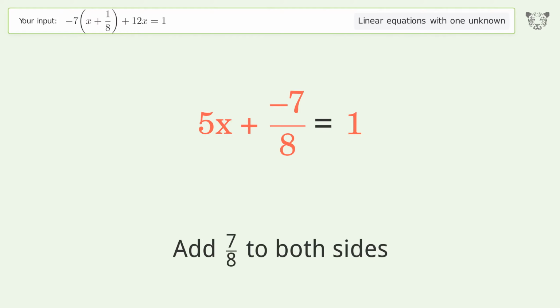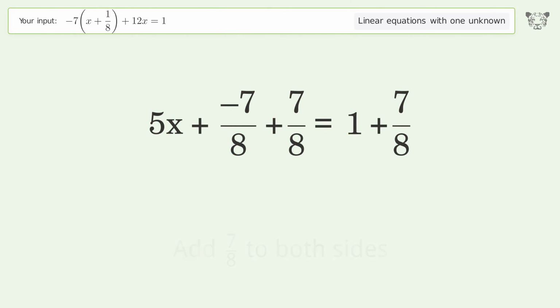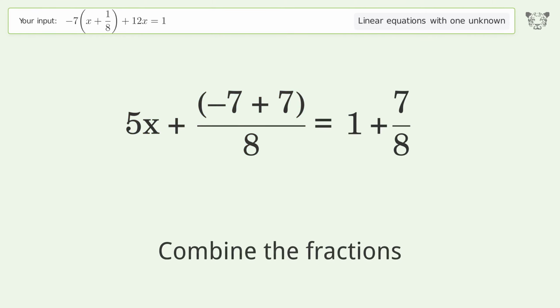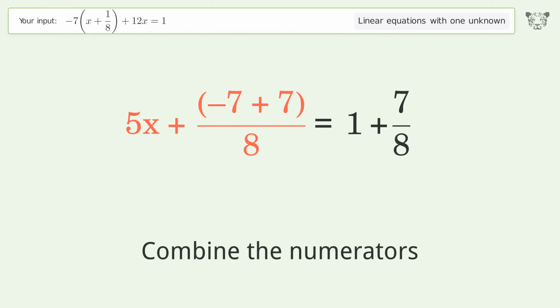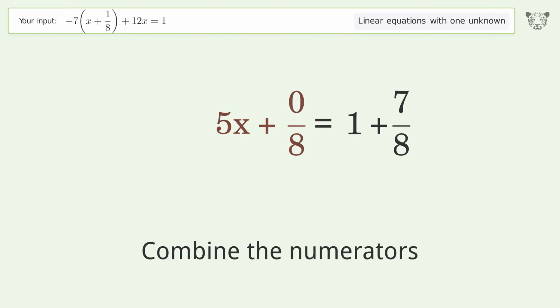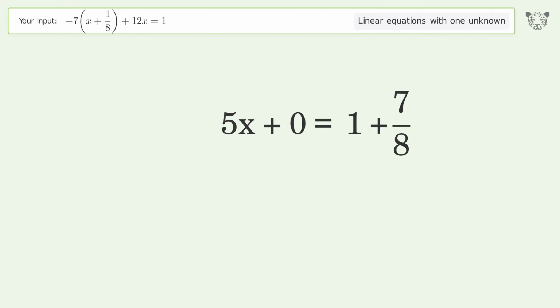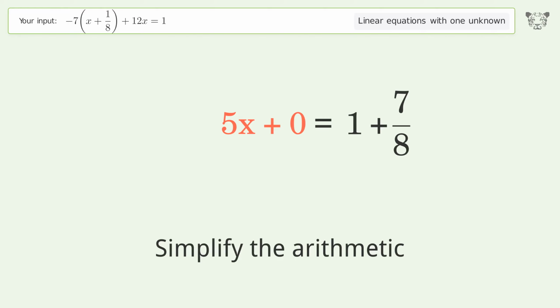Add 7/8 to both sides. Combine the fractions. Combine the numerators. Reduce the zero numerator. Simplify the arithmetic.